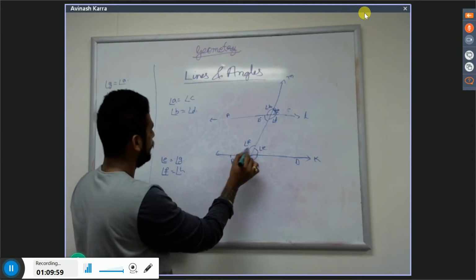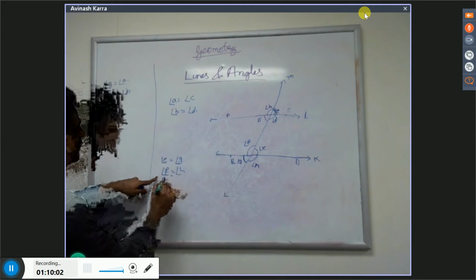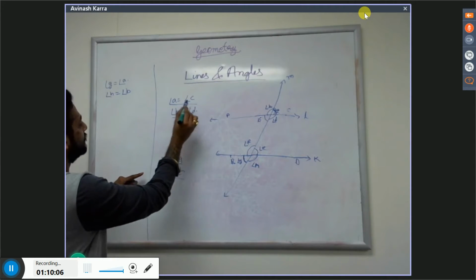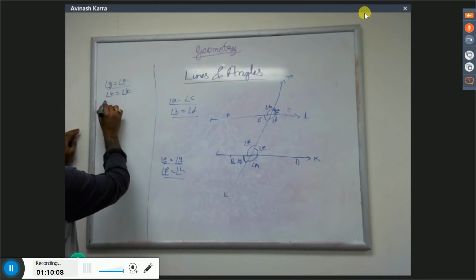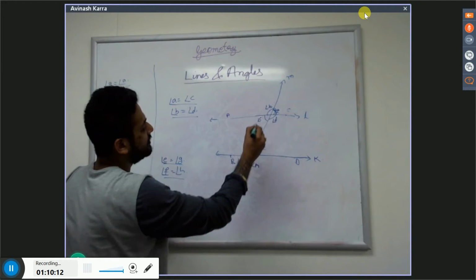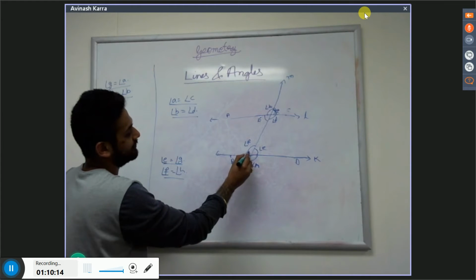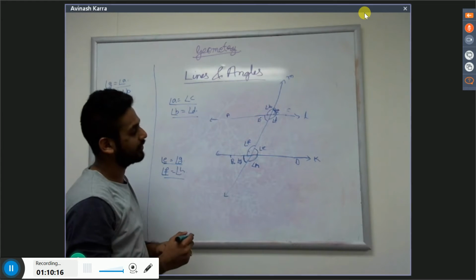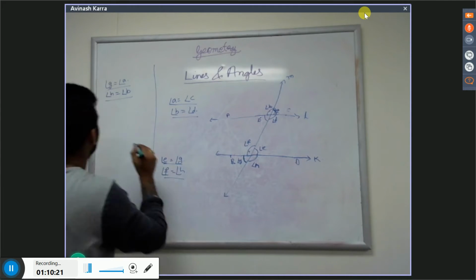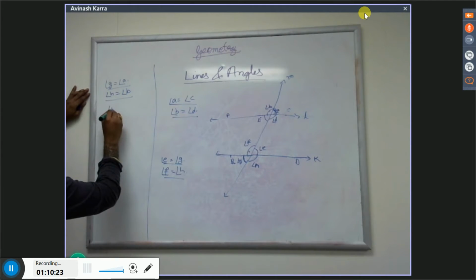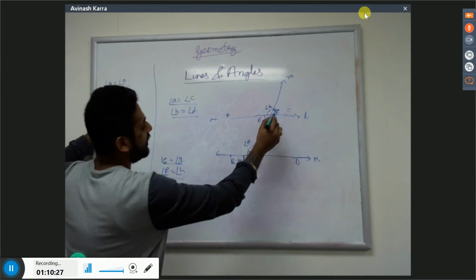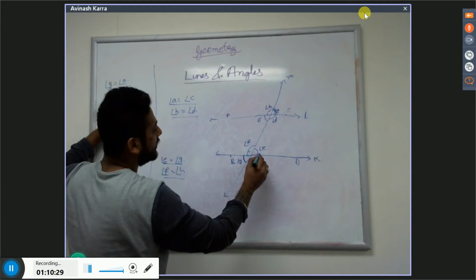Angle H is equal to angle F. You got it, right? So what else? Angle B is equal to angle F. The same way, angle A is equal to angle E.